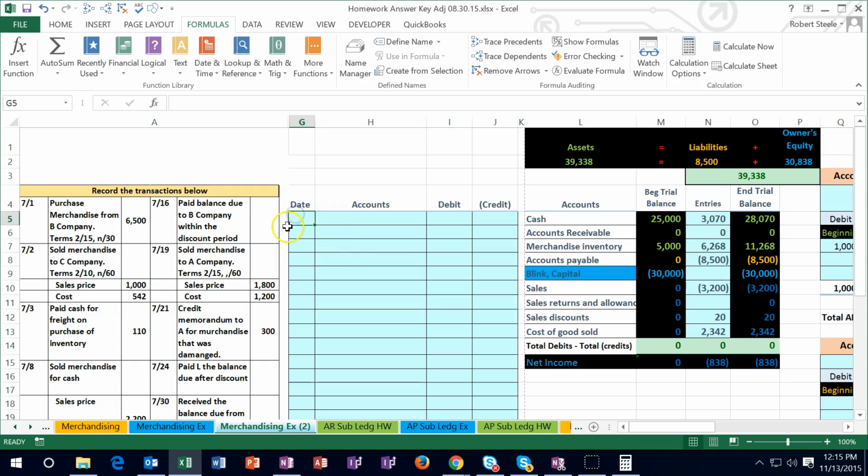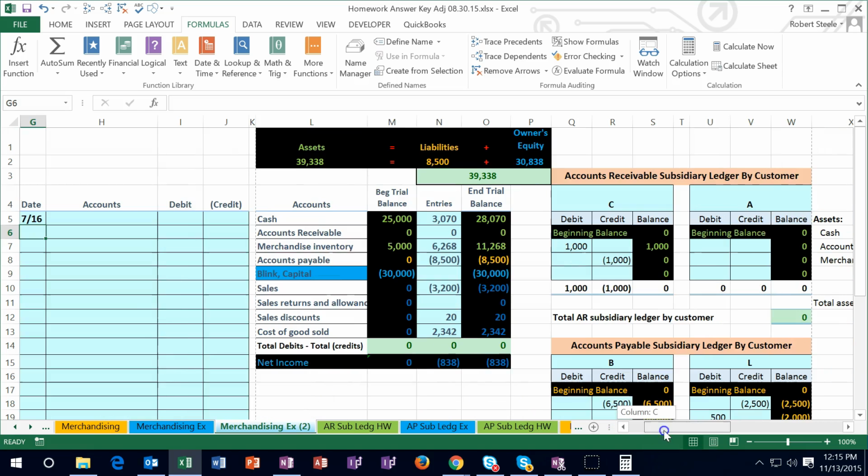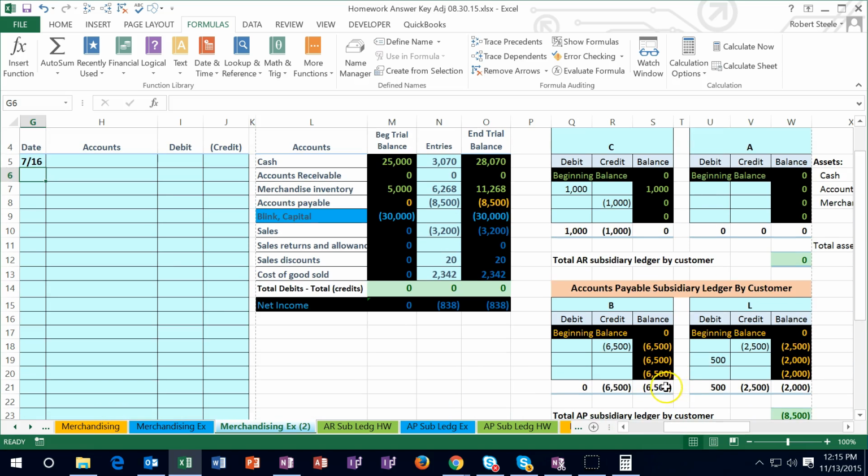We're on column G now, where it says 7/16. We say paid balance due to B company within the discount period. So now we're paying the balance due in the discount period to B company. If we scroll over here, we can see that we owe B company $6,500, and we paid it within the discount period.